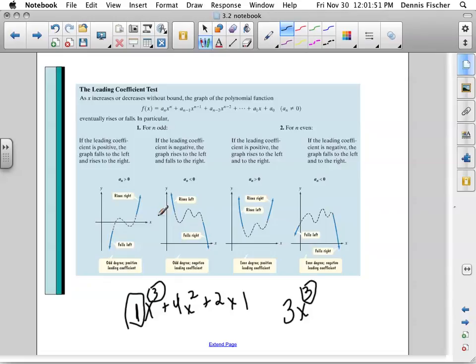I always think of the cube graph when I think of it. So if it was like negative x cubed, okay? So it would look like that. Just like this.